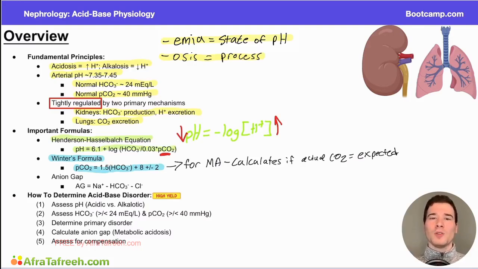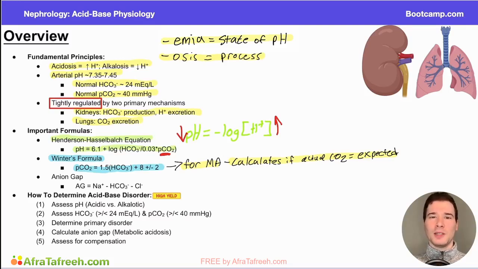And when we're calculating Winter's formula, we're asking the question, are the lungs responding appropriately? As in, given a metabolic acidosis is present, are the lungs responding appropriately? Do we have the expected amount of carbon dioxide in the lungs? Is it too high or is it too low? We can calculate that with Winter's formula. If Winter's formula indicates that the CO2 level is outside of the range we would expect it to be, that indicates we have two disorders going on, in which we have both a metabolic cause and a respiratory cause. And we will talk more about this in the next video when we do some practice problems. I promise it will make a lot more sense at that time.